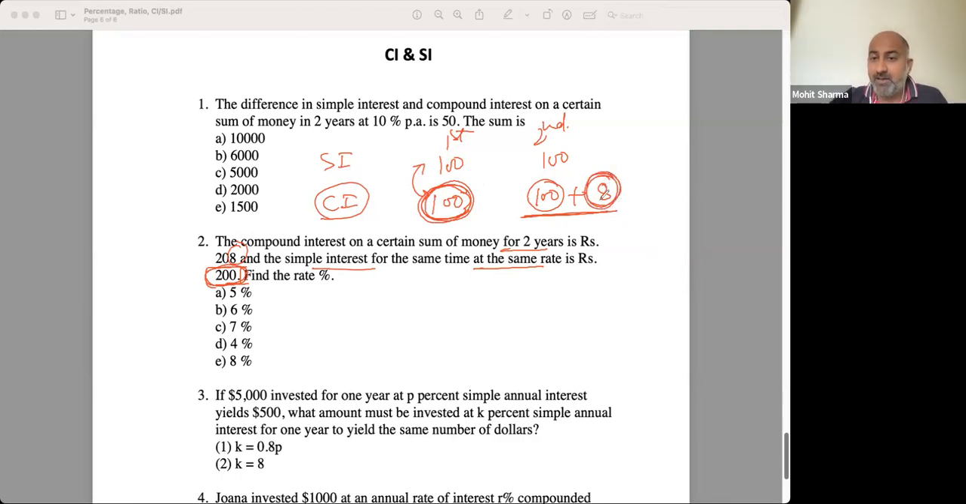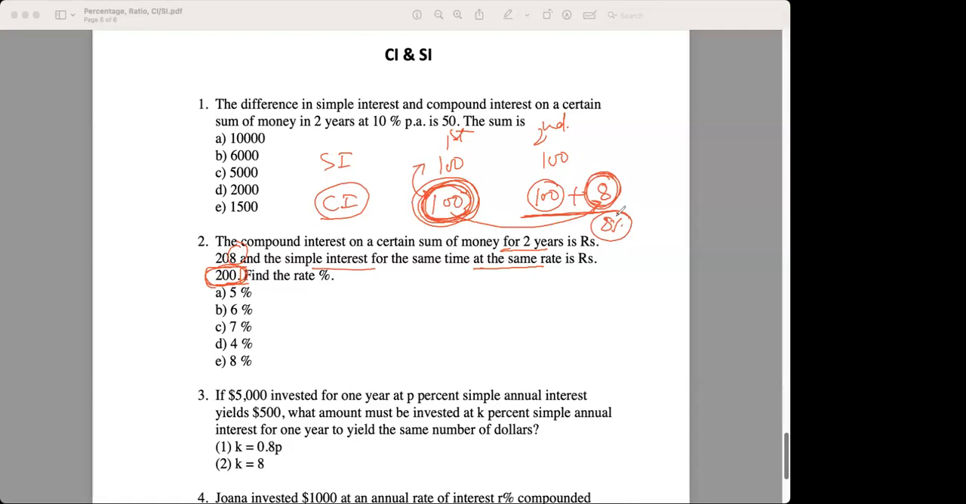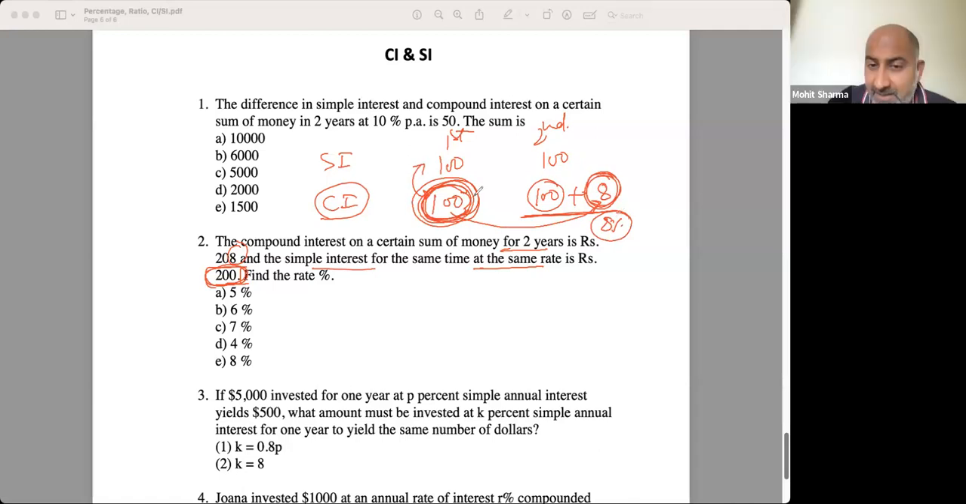This difference is created because interest is calculated on the interest that I earned in the first year. So this must be an 8% interest rate. Did you get that? Yes, sir. Okay, because the interest that I get on the interest of the first year, that would be the difference. So 8 rupees I earned on 100. So the rate of interest must be 8%. It's very similar to question number 1.